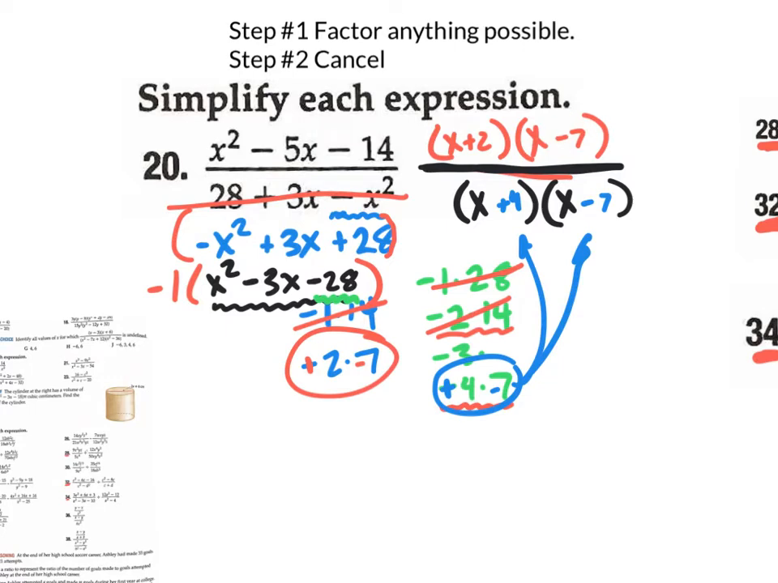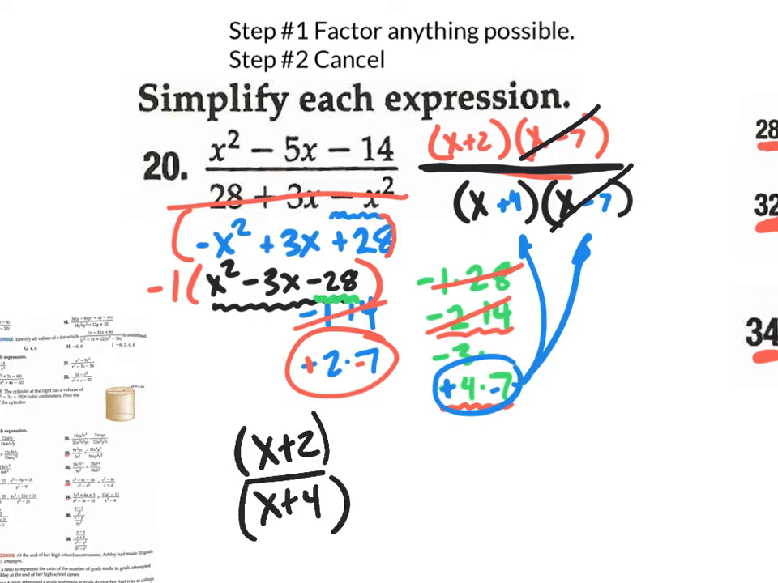We do have an x minus 7 and an x minus 7, and that is absolutely all that you could do. So your final answer for number 20 is x plus 2 over x plus 4. Yeah, it had parentheses, but in reality, we do not need them anymore. There's nothing else to do. Can't cancel the x's because of the plus sign. So I hope number 20 makes sense, all right? That's your answer right there.